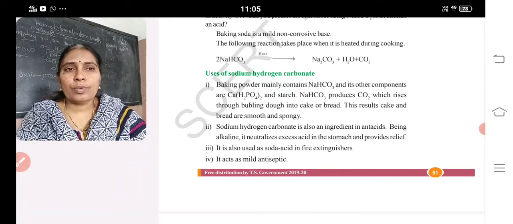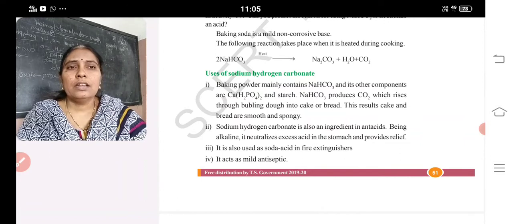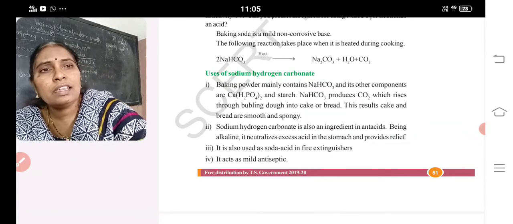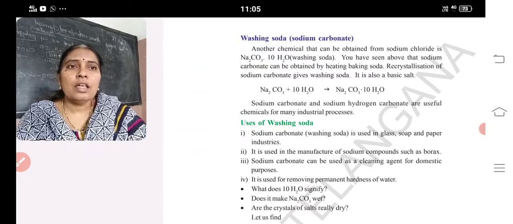Sodium hydrogen carbonate is also an ingredient in antacids. It is also used as soda acid in fire extinguishers. It acts as a mild antiseptic. Washing soda: these are the uses of washing soda, and it consists of 10 molecules of water.